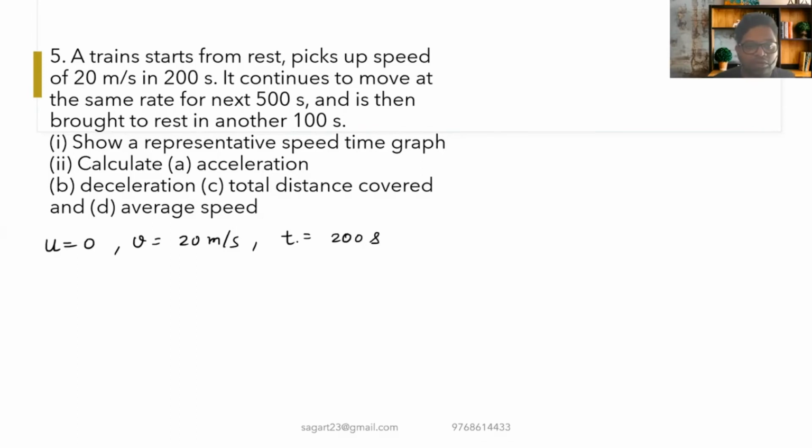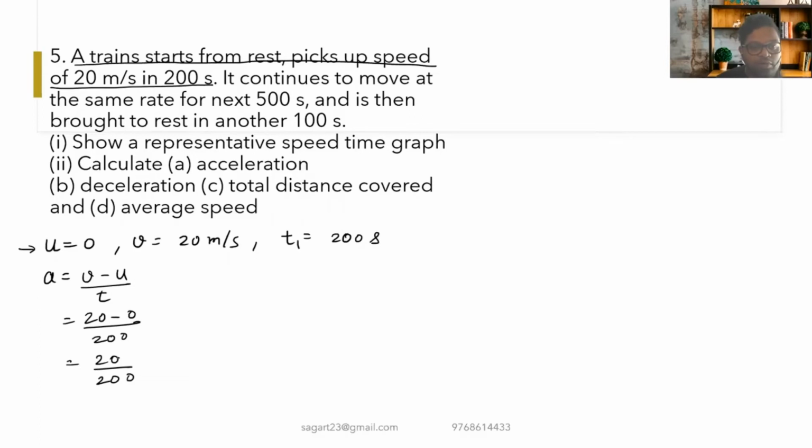So what I will do is I will first find out the information with only this. I'm going to take only this part of the sum, and look what I do. I find acceleration. So that is v minus u upon t. So that is 20 minus 0 upon 200. So that is 20 upon 200. And that will be 1 by 10, or 0.1 meter per second square. So this is the acceleration.